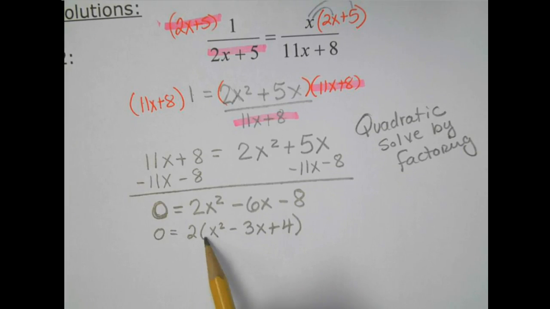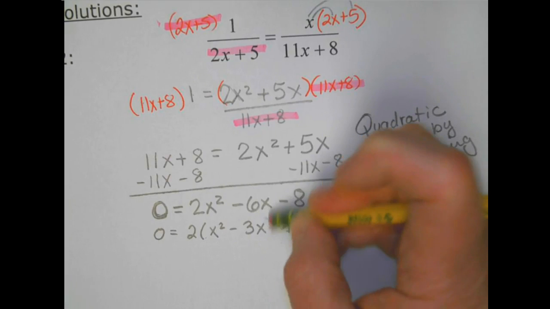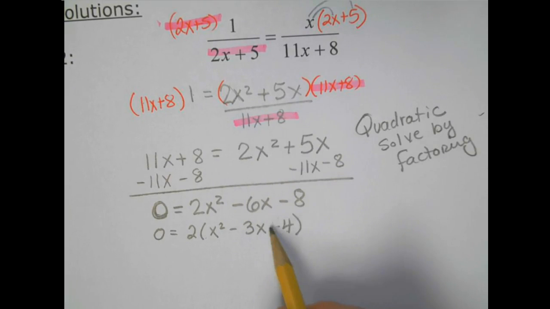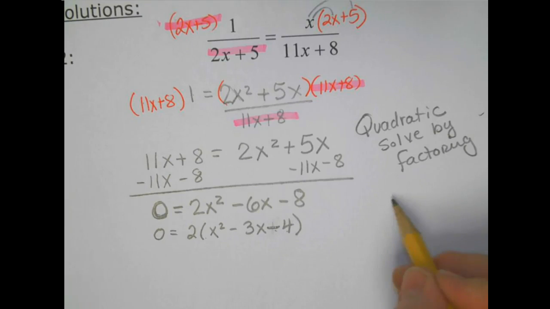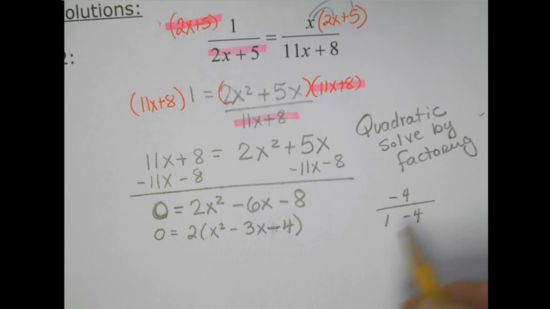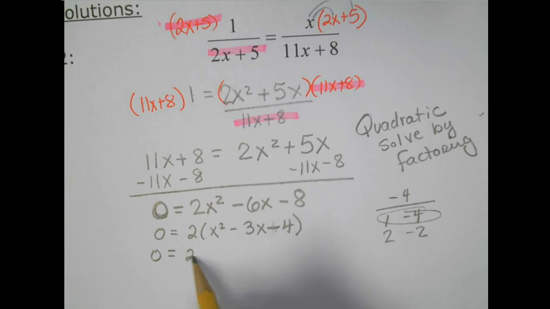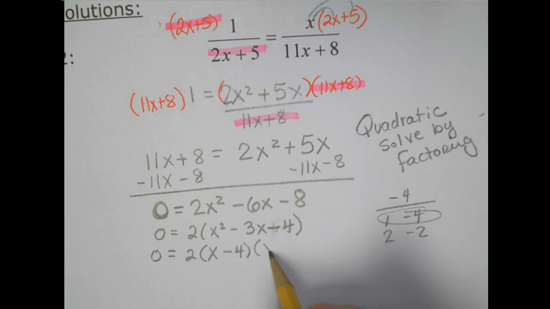Now I'm going to multiply the first number times the last number. Oops, I made a sign mistake. Did you see my sign mistake? When I factor out a 2, does that change that to a positive 4? That's a negative 4. And so I multiply the first number times the last number and write down the factors of negative 4. And this is the pair that I want. x minus 4, x plus 1.